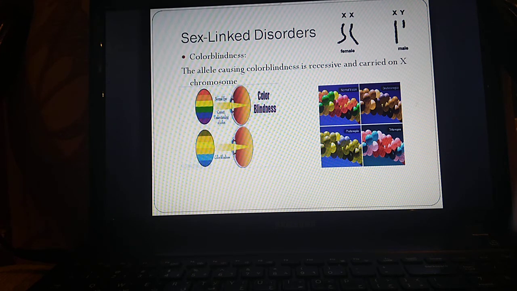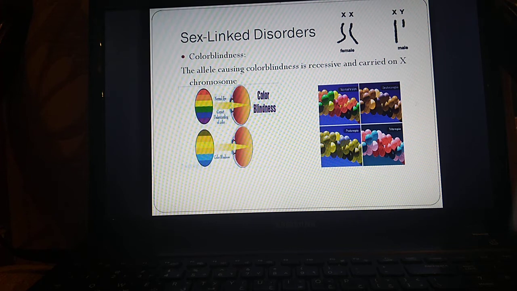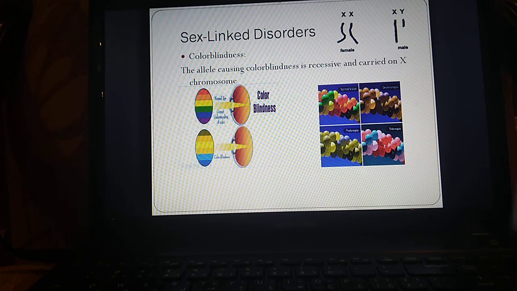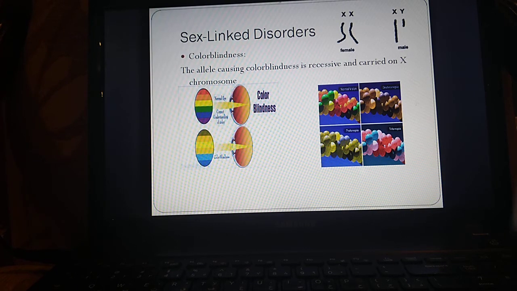So, we're going to talk about alleles or genes that are carried either on the X chromosome or on the Y chromosome. And as you can see clearly now in the top picture, the Y chromosome, the short one, cannot carry as many genes and as many alleles as the X chromosome. And we're going to use that in a minute. We're going to discuss the first sex-linked disorder, which is called color blindness.